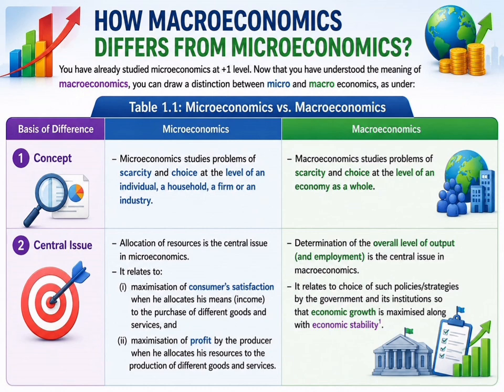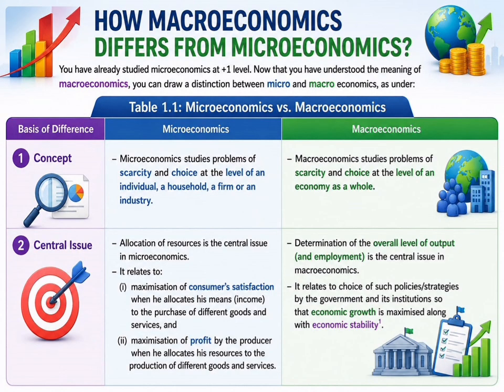According to the producer's point of view, for example, let's think about a bakery owner. He has limited flour, sugar, and workers. He has to decide whether to produce more cakes or more biscuits to earn maximum profit. This is also a part of microeconomics.